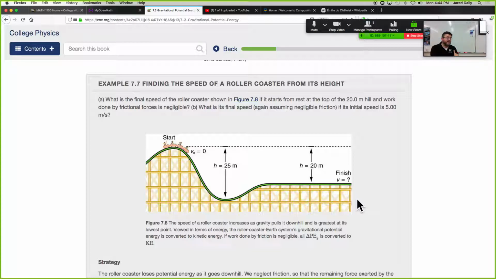Now, how do we apply all this stuff in the real world? This is a great way that it's applied, because roller coasters are fun. If you've ever been on a roller coaster, you know that they lift you up to the top of the hill and then they just let you go. There's no power in the roller coaster after they take you to the top of the hill. It's just using gravity to do its work.